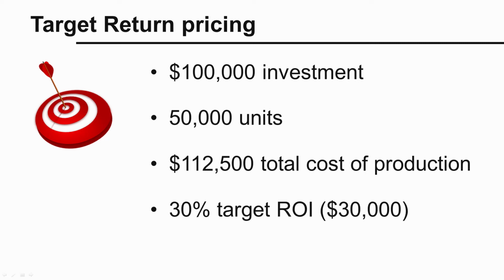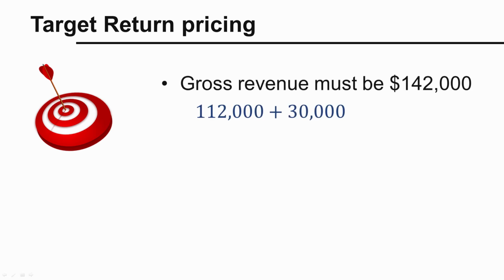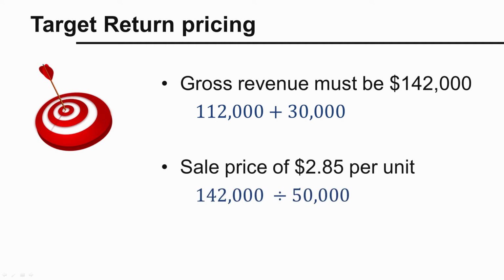Finally, you decide that you want a target return on investment of 30% or $30,000. Continuing with our example, we add our total cost of production and our target return values together to arrive at the gross revenue value. In this example, gross revenue must be $142,500 to achieve the $30,000 return on investment. Finally, we divide the gross revenue figure by the quantity that will be produced. This results in a sale price of $2.85 per unit.